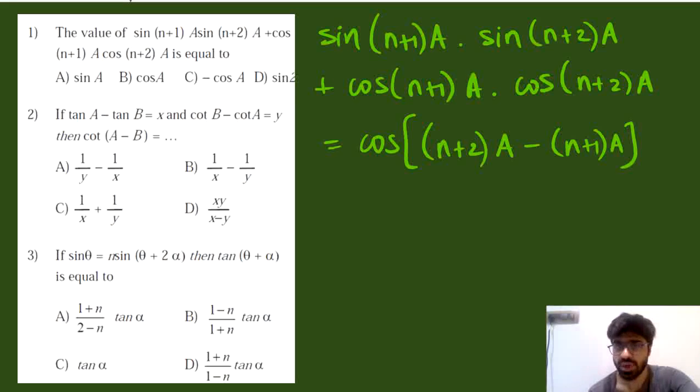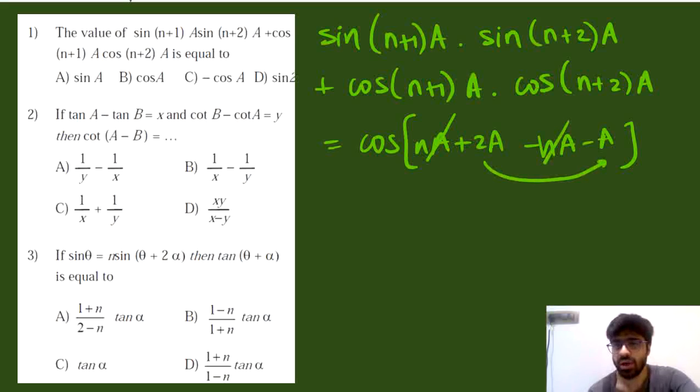If you expand the bracket, this is na plus 2a minus na minus a. So na and minus na get cancelled. 2a minus a will be a. So the final answer is cos a, making option B the right answer.